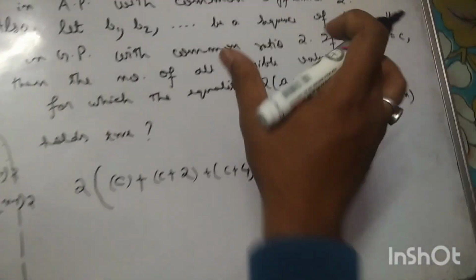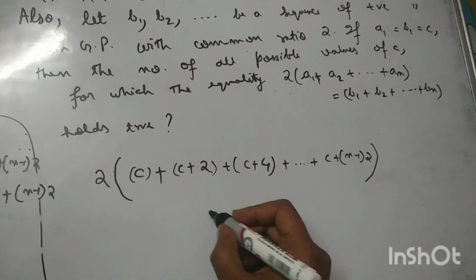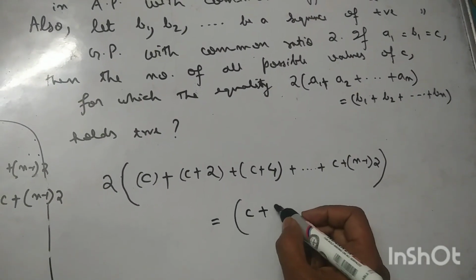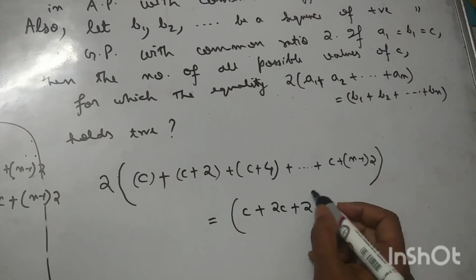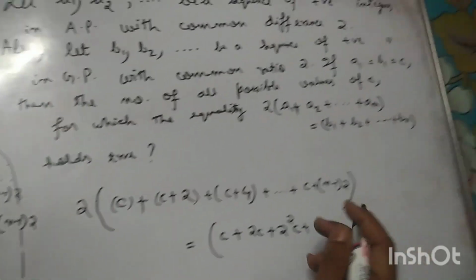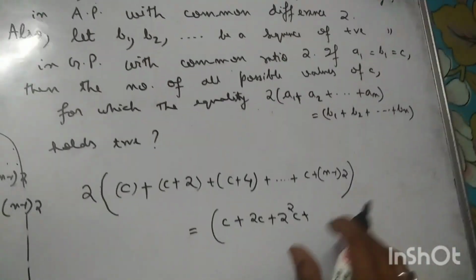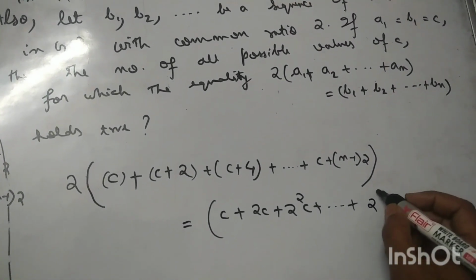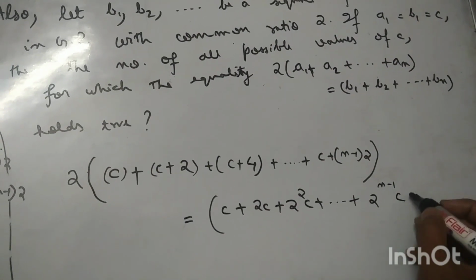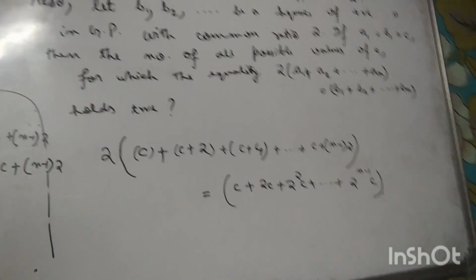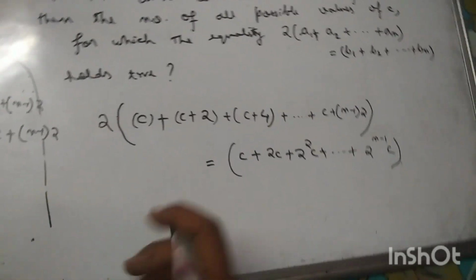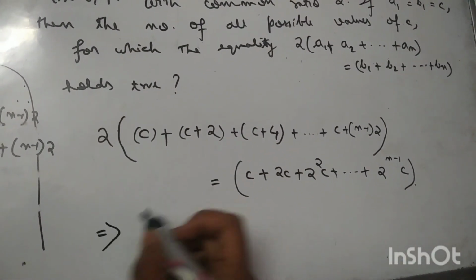So this is the first part of the equality, and the second part is this is C, this is 2C, 2 square C. Just put it in the formula of GP, you'll get this. Simple. 2 to the power n minus 1 C. तो ये आता है इक्वालिटी, राइट. अब इसे जस्ट सॉल्व करना था.